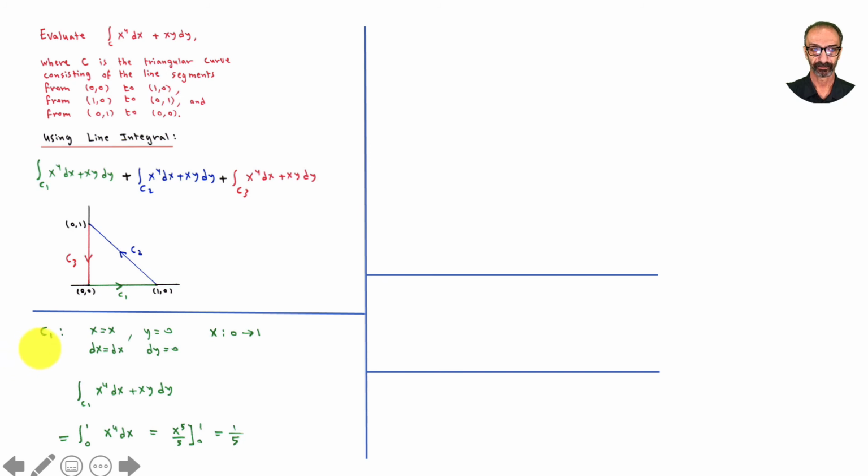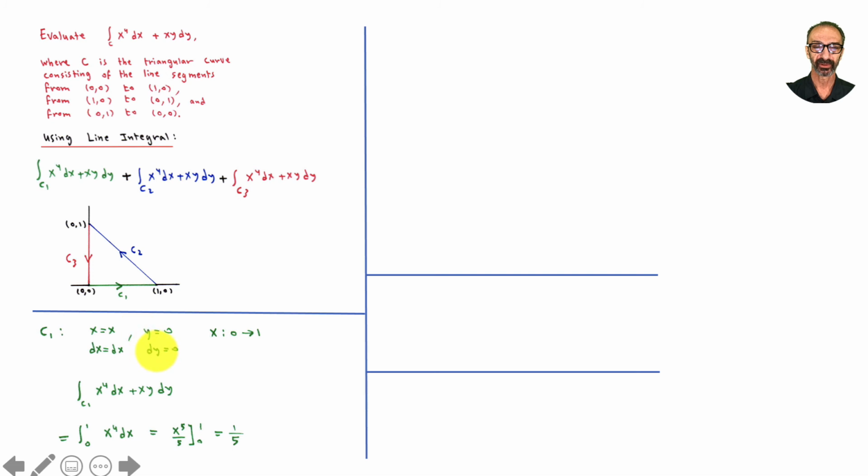For the green one, we're going to use x as the parameter. x equals x and dx equals dx. When x equals x on C1, dx equals dx. It does not change. We don't say 1. It's a parameter. So instead of using dx and dy, we're going to change it to one variable, which is going to be dx.